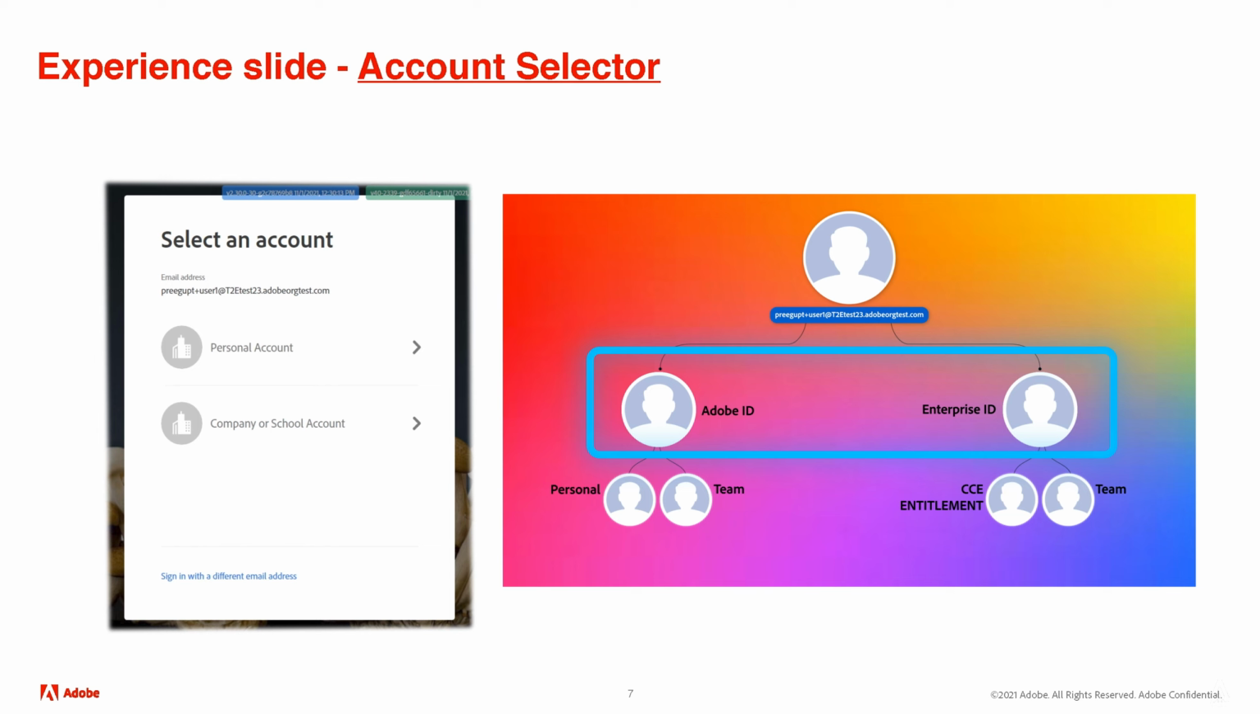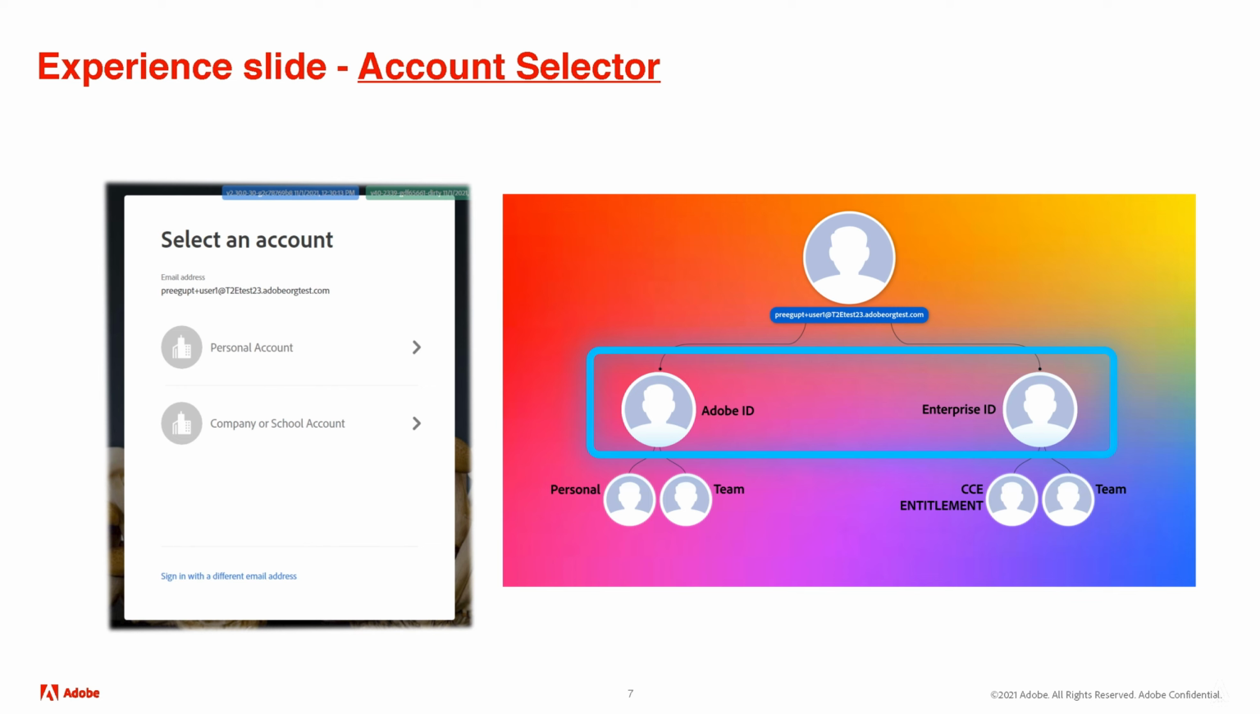Remember, this is the login account, an account with credentials. So in our example, since the user has both an Adobe ID, personal account, as well as an enterprise ID, company or school account, they are presented a choice to select either personal account or company or school account. Note, many Adobe customers may only have an Adobe ID or an enterprise ID. Only in specific instances, such as in today's example, would a user see both account options.